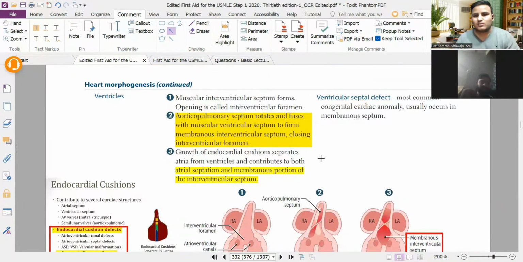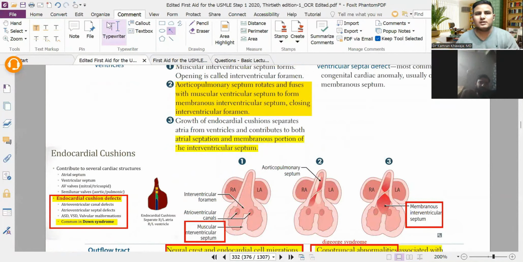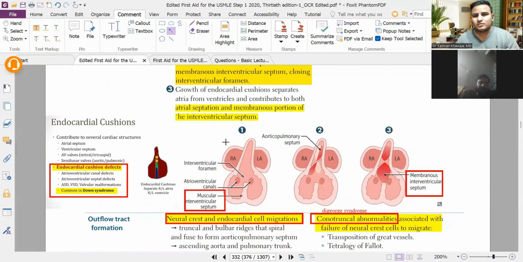How are the ventricles developed? Ventricles are developed via two very important things. First of all, we will discuss the interatrial septum.